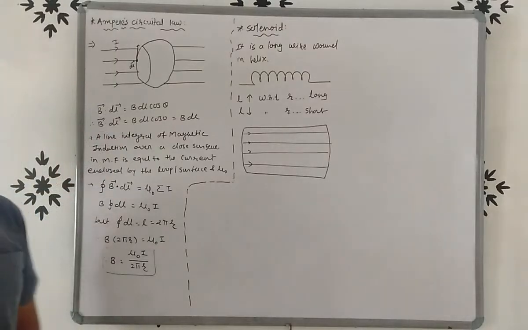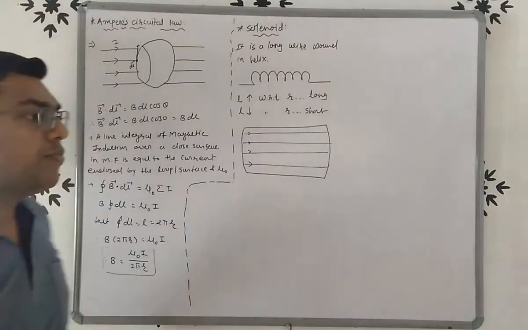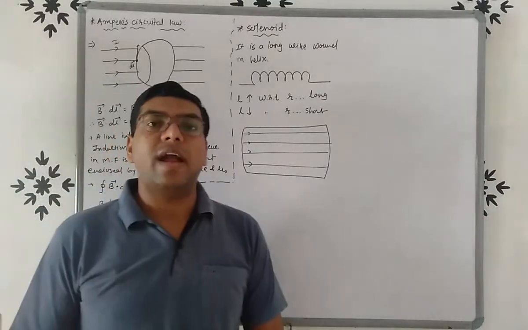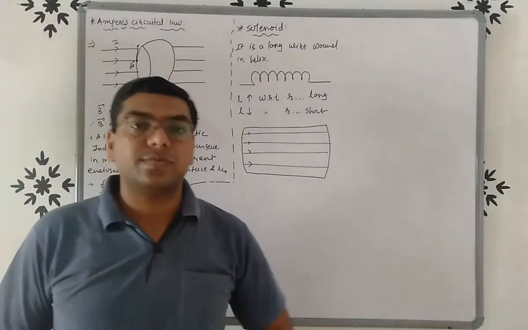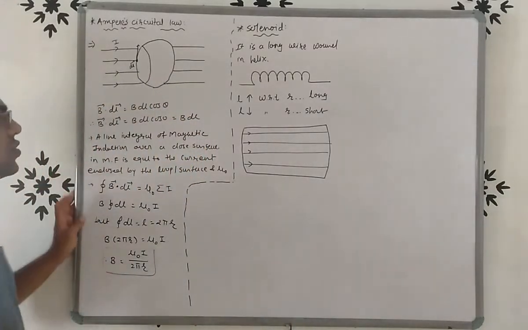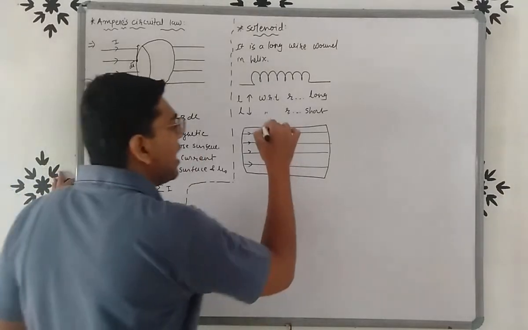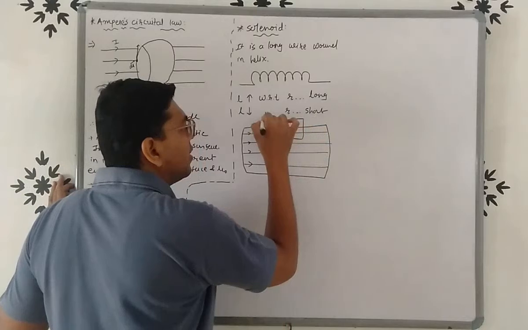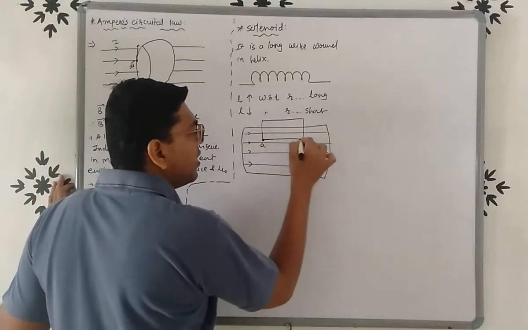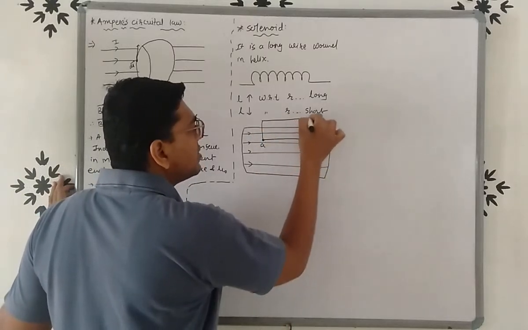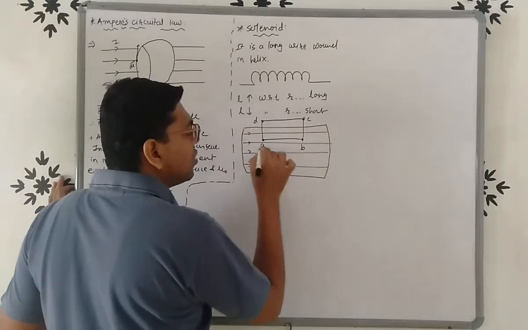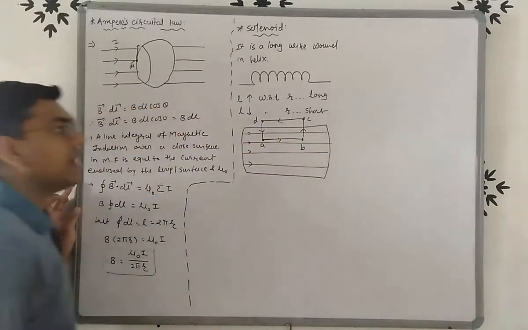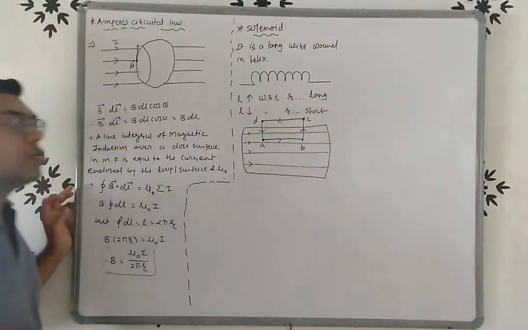Now we have to find out the formula of magnetic field for this longer solenoid. To find the formula of magnetic field for a solenoid, we consider one Amperian loop like this. This is the Amperian loop ABCD, so the loop goes AB, BC, CD, DA. So this is the Amperian closed loop.